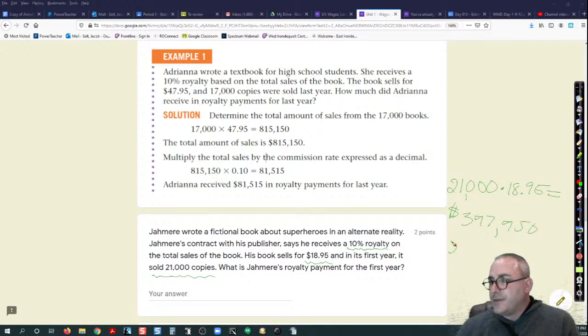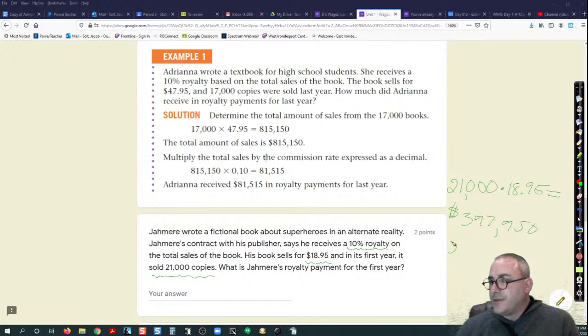Times 0.10. Why that? Remember that 10% divided by 100? That's 10% expressed as a decimal. 0.10. Right there it is. So now I've got to find out what that is.